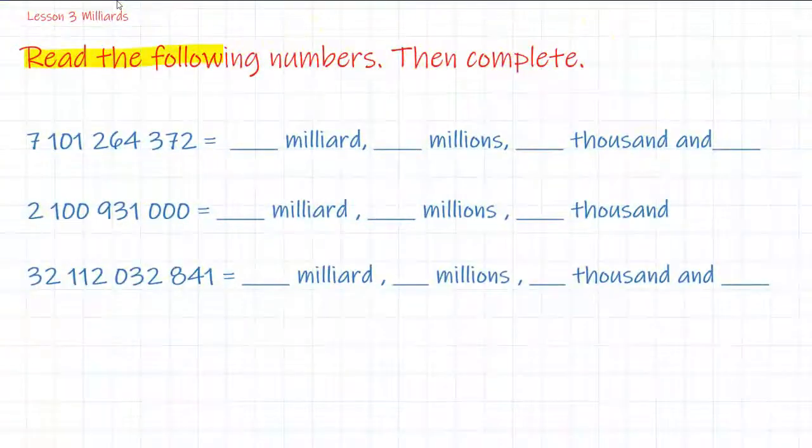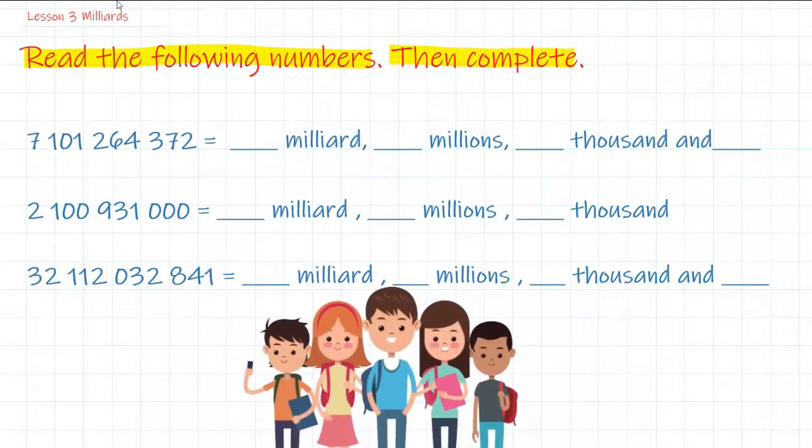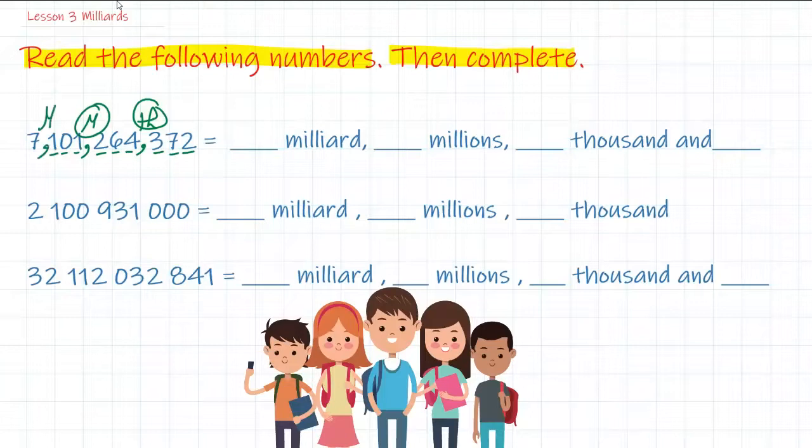Now let's read the following number, then we're gonna complete. Okay, let's have the first one. Let's break the number first. We have 1 2 3 and put the 1000 comma, and 1 2 3 and put the million comma, and 1 2 3 and put the milliard comma. Now let's write the digits in each family: milliard family, millions family, thousand family, and units family.